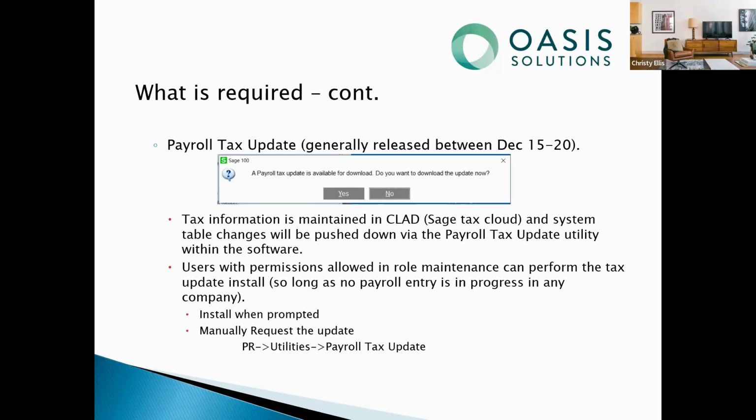If you're not able to do it at that time, you can go back and manually request the update by going to the payroll module under utilities. There is the payroll tax update there. So if you can't install it when the pop-up comes up, maybe someone is in the middle of payroll, or something else is going on that would prevent you from doing that at that time, you can go back and manually request that update. And of course, once you do the update, make sure that you go back and review the tax update report. That is found under the payroll utilities as well, so that you can see what has been updated and if it's going to impact you for any reason.